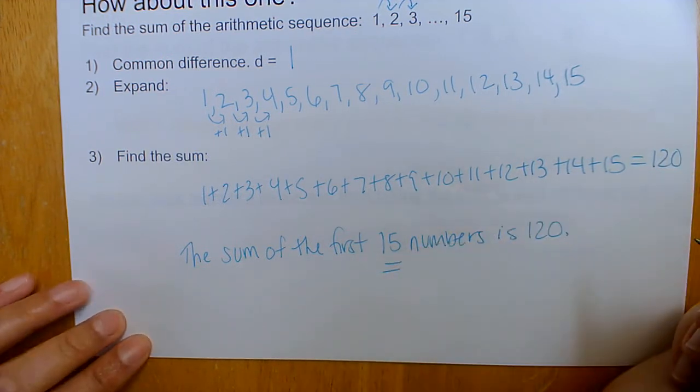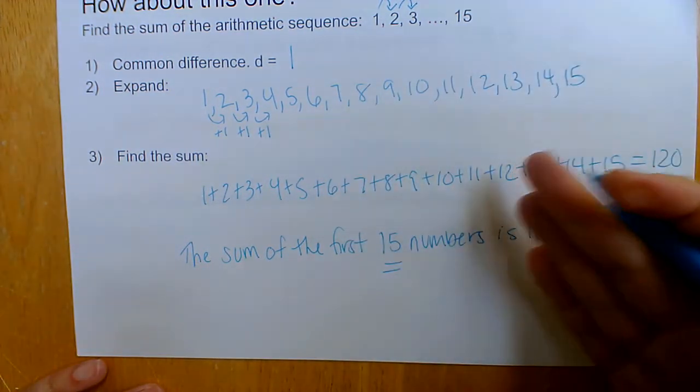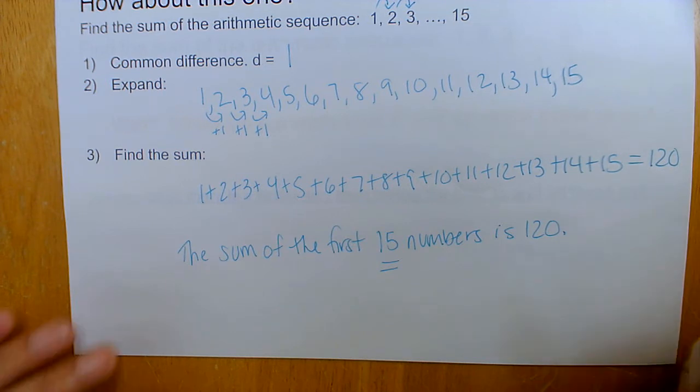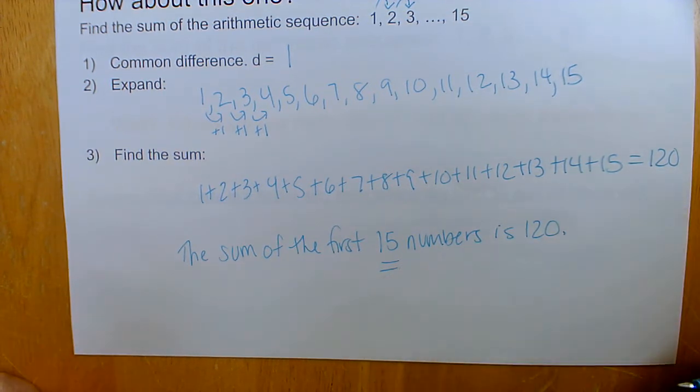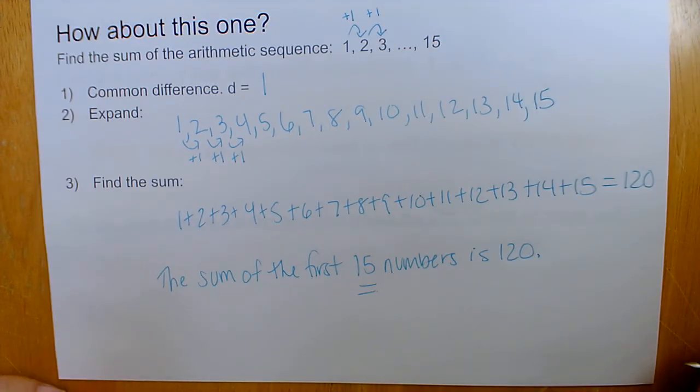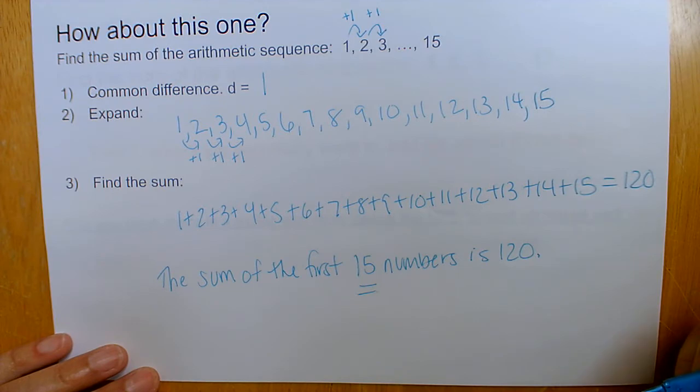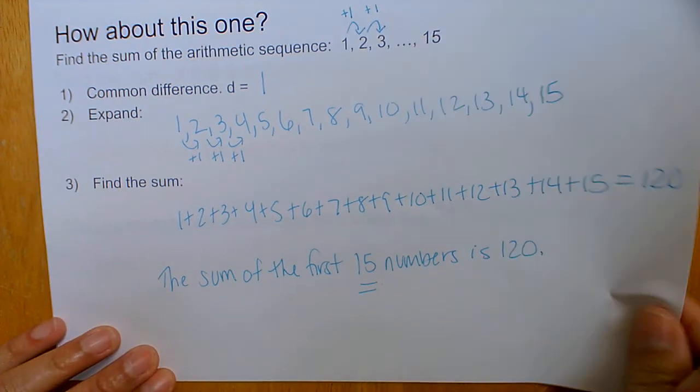So notice this number for this example changed. Last example was 8. The previous example was 10. Now we're finding the first 15. I see a trend here. We are going up and adding more numbers. This can get pretty tedious, don't you think? Let's move on.